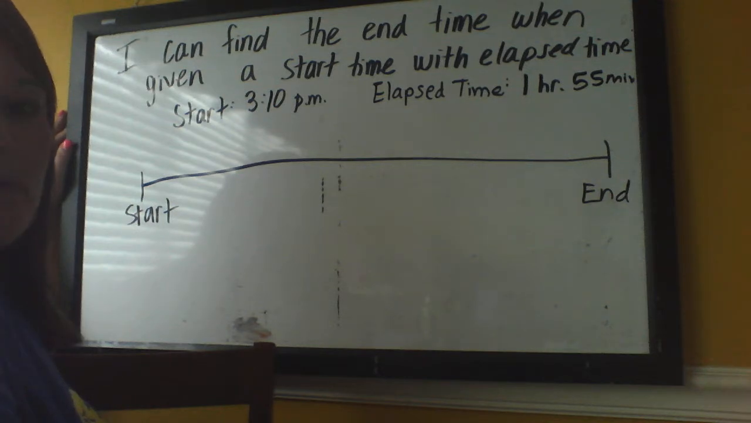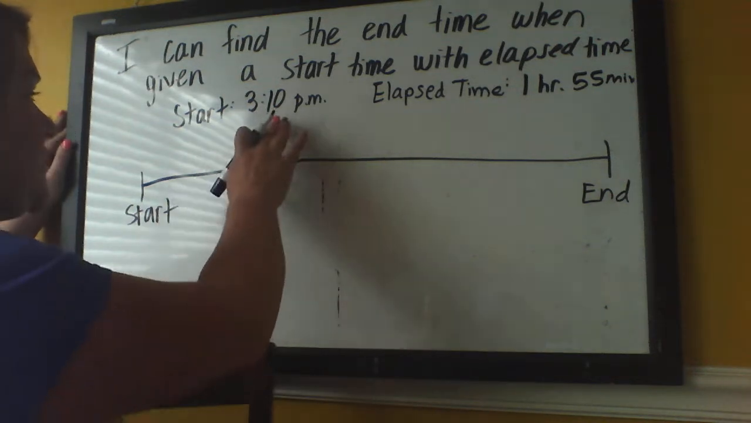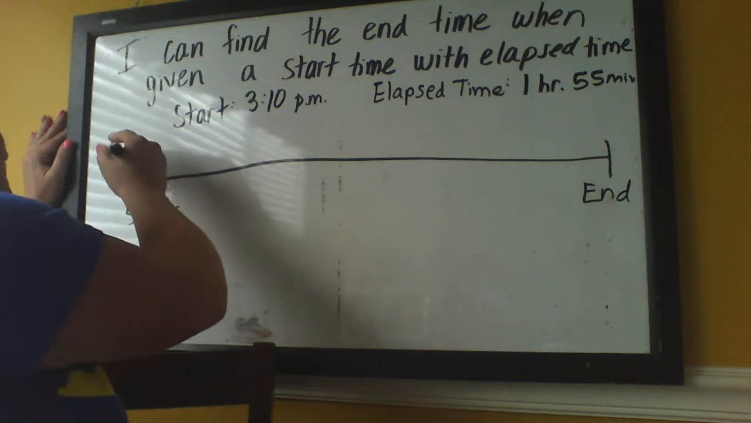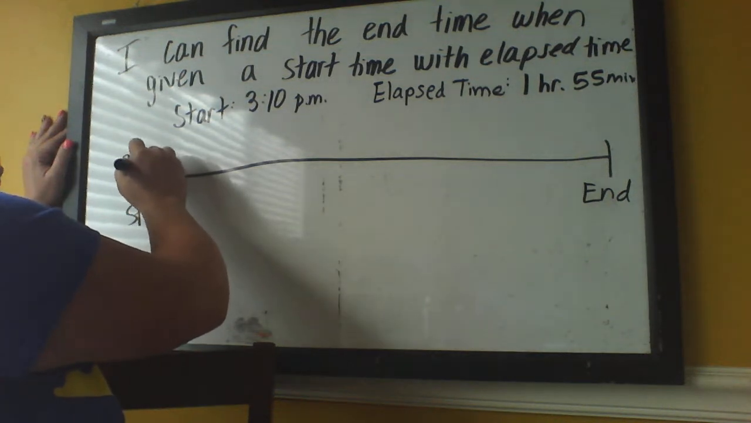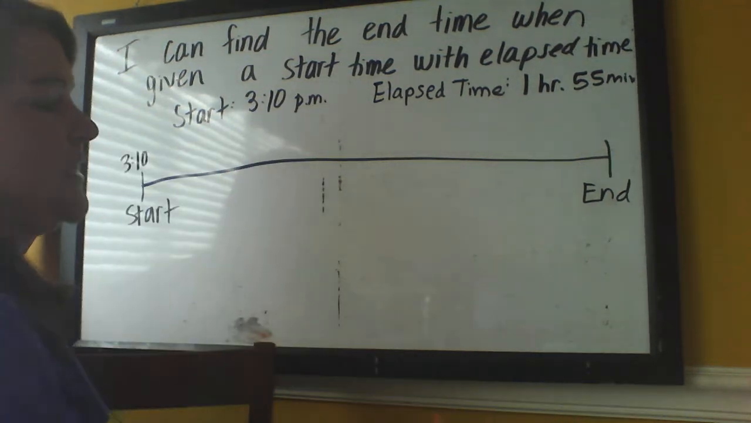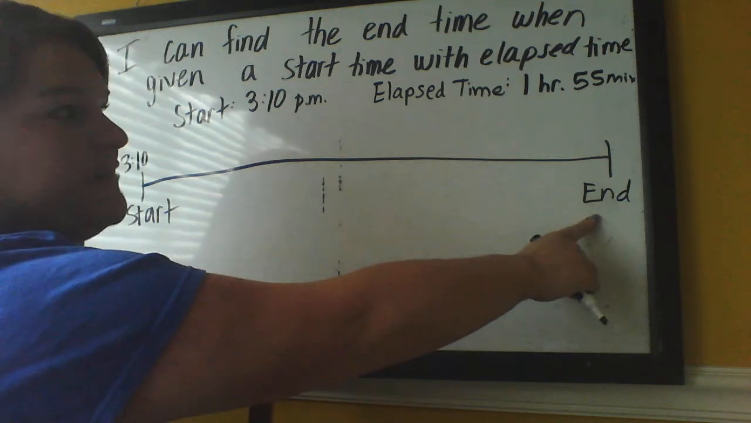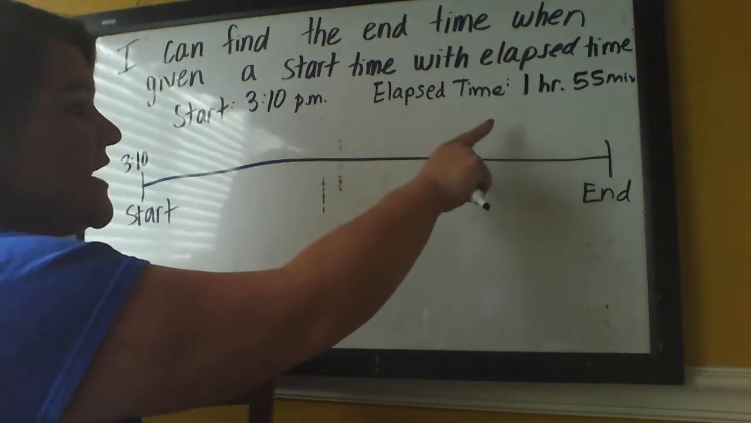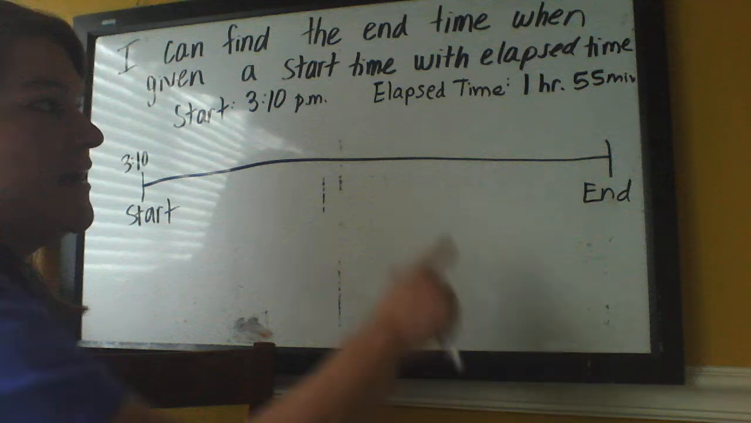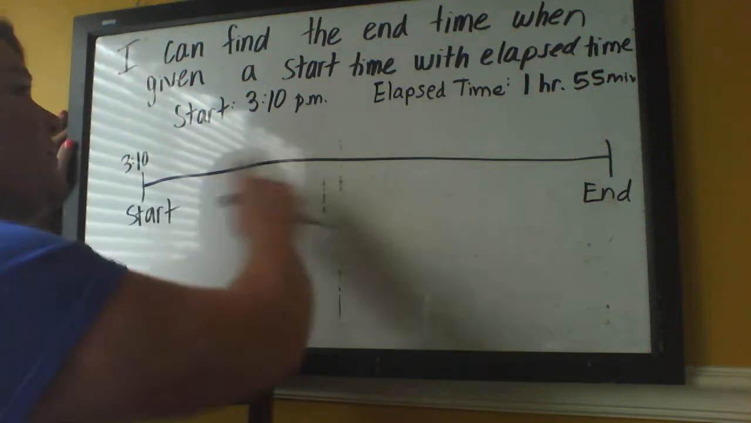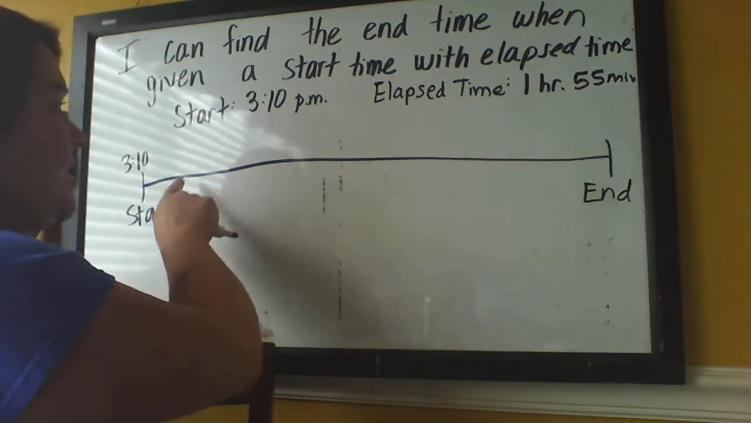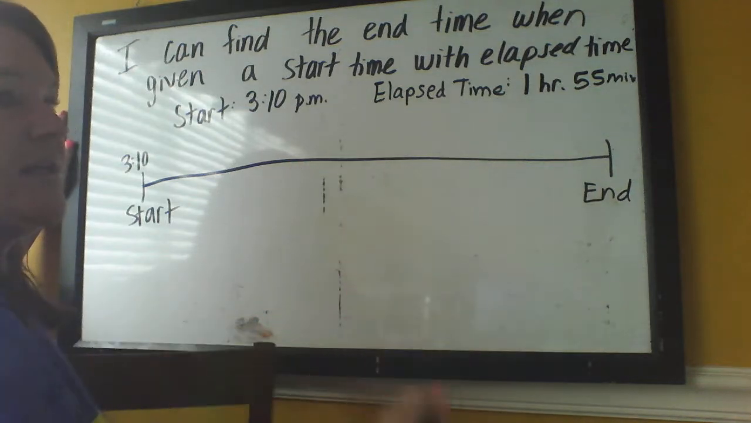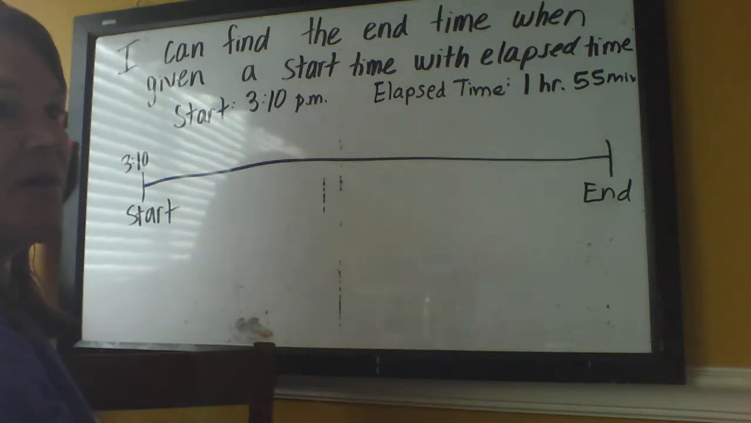Okay, so I'm going to look at my number line and see what information I already have, and I'm going to put that on my number line. So I told you the start time, which was 3:10, so I'm going to put 3:10 at the beginning of my number line. And then at the end of the number line, I have my end time, but if you notice, I don't have an end time. All I have is the start time, which I put on there, and then the elapsed time.